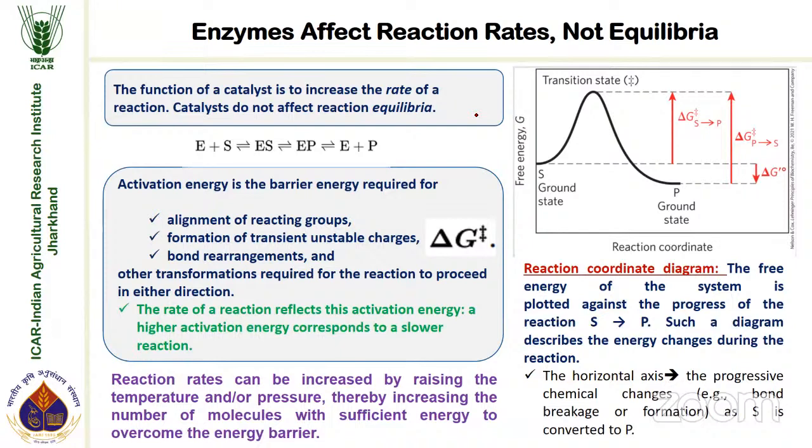Both enzymes and catalysts do not disturb the chemical equilibrium; they only enhance the rate at which it reaches equilibrium. An enzyme-catalyzed reaction can be depicted as follows: the enzyme combines with substrate to form the enzyme-substrate complex, which undergoes transformation to form the enzyme-product complex. Then a little conformational change releases the product.